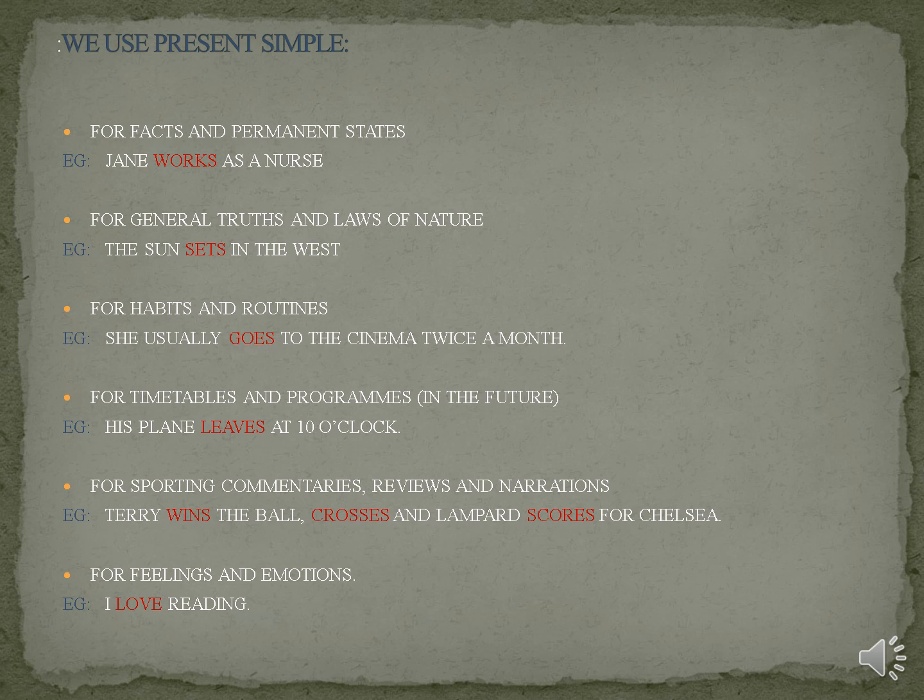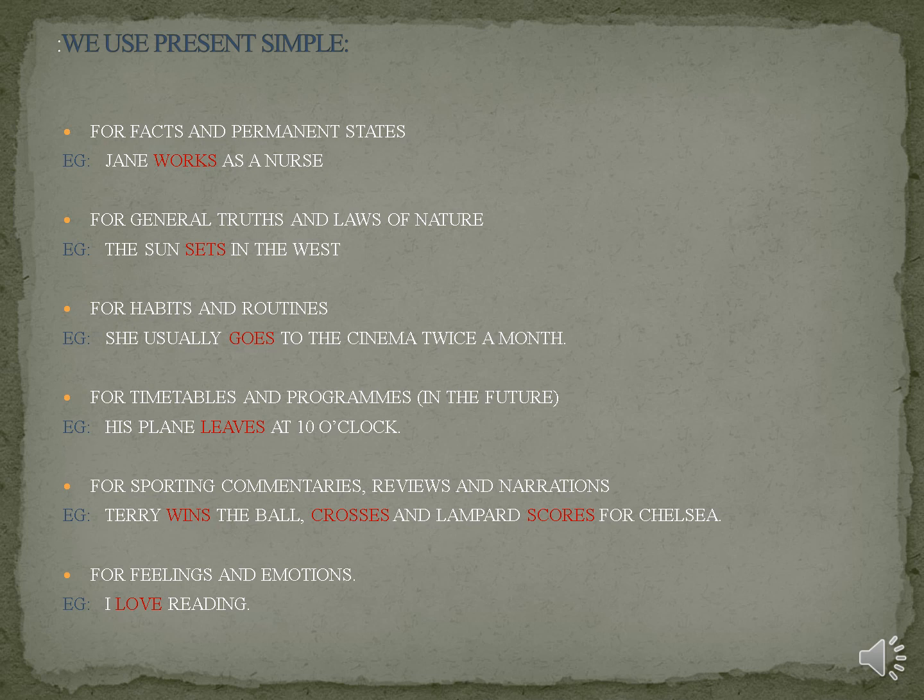We also use it for habits and routines. And in this case, we use adverbs of frequency such as always, usually, sometimes, often, never, etc. in the sentence. The example is, she usually goes to the cinema twice a month. We also use it for timetables and programs referring to the future. For example, his plane leaves at 10 o'clock.